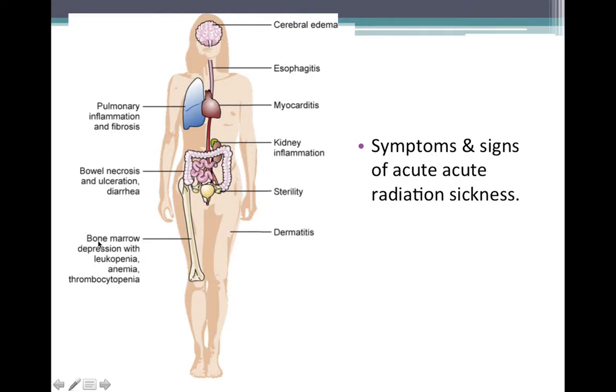And the reason why you see bone marrow suppression or depression is that the cells in your red bone marrow that are dividing rapidly can be particularly damaged by radiation exposure, which can lead to things like leukopenia, anemia, and thrombocytopenia. Leukopenia just basically means low levels of white blood cells. Anemia just basically means low levels of red blood cells. And thrombocytopenia means low levels of platelets. So basically, you're going to see low levels of all of these blood elements due to bone marrow suppression.